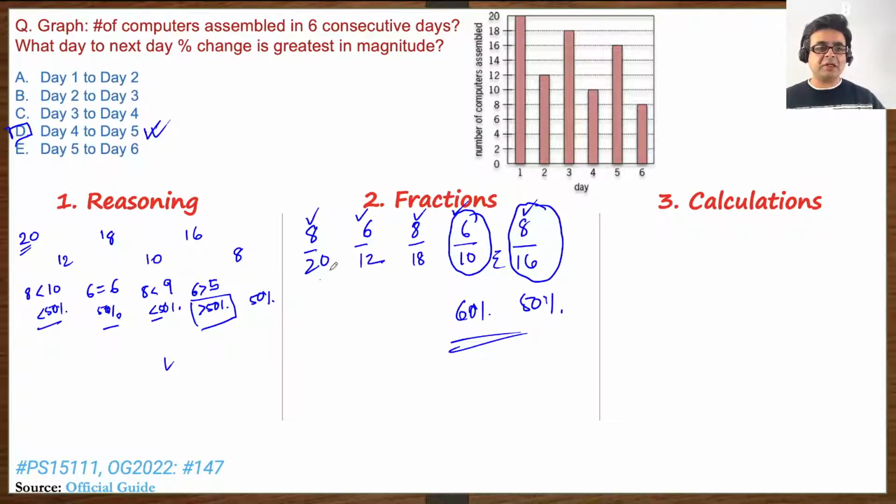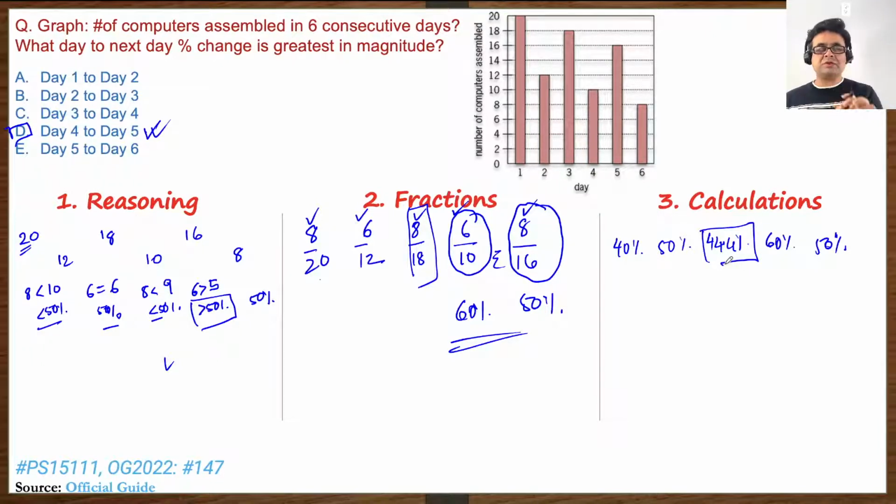So 8 by 20, you will get about 40%. 6 by 12, you will get 50%. 8 by 18 is what will waste most of your time, as you will get about 44.4% here. The rest, 60% and 50%. The trick was, if you could eliminate calculation around this 44%, you would have saved time, and you could have done that by just measuring the fractions rather than actually calculating them one at a time.